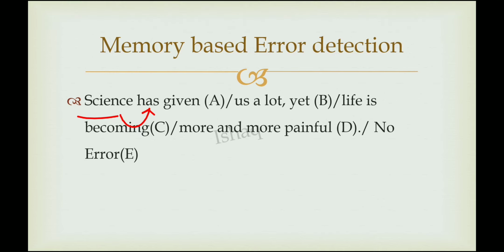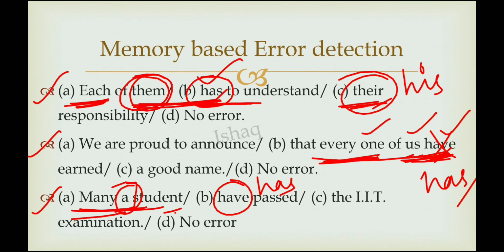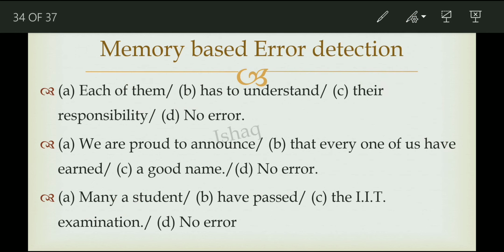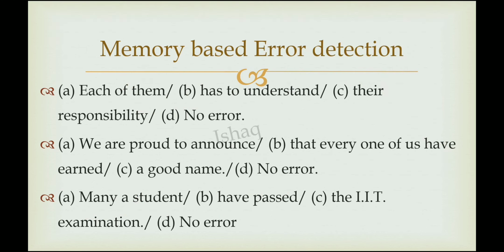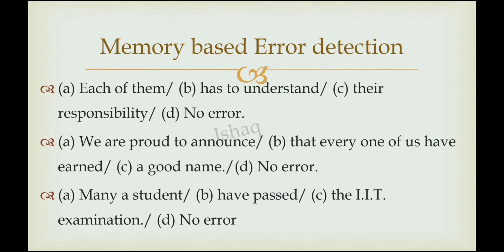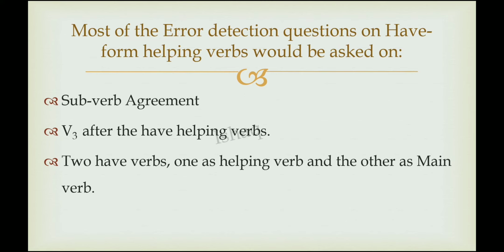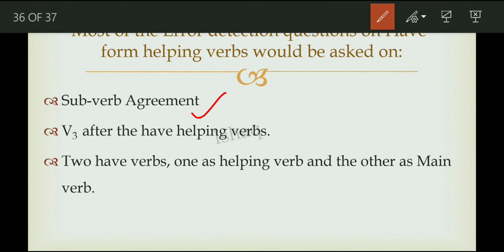So mostly what we have seen in the previous slide and this slide is that everything is asked on helping verbs like "has", with subject verb agreement. Most of the error detection questions on have forms of helping verbs would be asked on subject verb agreement. You'll have to check whether the subject is singular or plural, and the verb "has" or "have" we are using should be according to that subject.